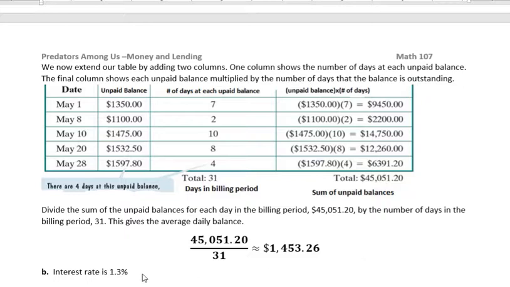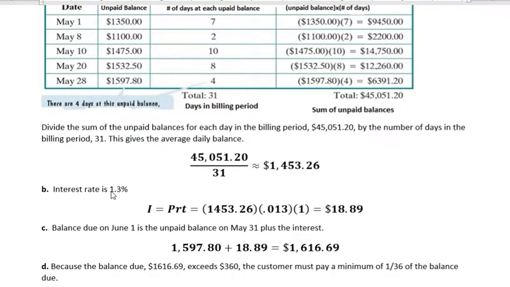Now in this problem, it said there is an interest rate of 1.3%. We're going to change that to a decimal by moving that decimal point over 2 places. And then we take our average daily balance and we multiply it by 1.3%, which is 0.013 as a decimal. And that gives us the interest that is going to be charged on that account. So moving forward, what are we going to have on our new bill? We're going to have the balance we had at the end of the month, which was $1,597.80, and adding on the interest that they tacked on. And that gives us our new balance.